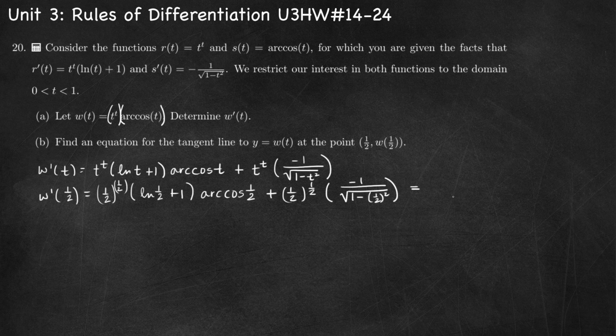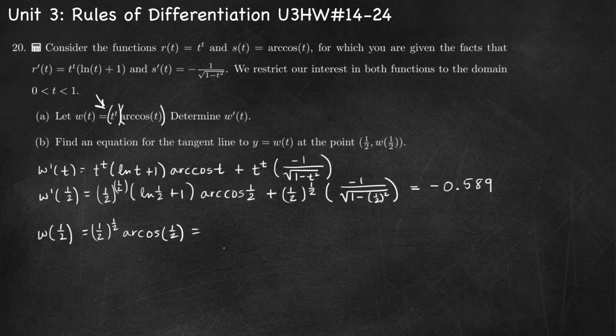Then using our calculator to get a value for w prime of 1/2, we get negative 0.589. So that's going to be the slope of our tangent line. Now to find the point of tangency, we know the t value is 1/2. So to find the w of t value, we're going to find w of 1/2. So w is over here. We need 1/2 to the power 1/2 times our cosine of 1/2.